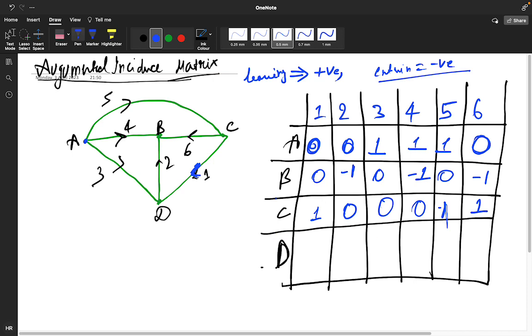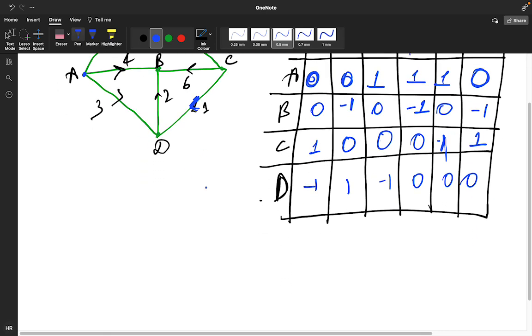Okay. Priyanka, now you tell for D. What will we get? Wait, just wait. What are you telling? Minus 1, 1, minus 1, 0, 0. Great. So guys, our assumption was that incoming means it's up to you.